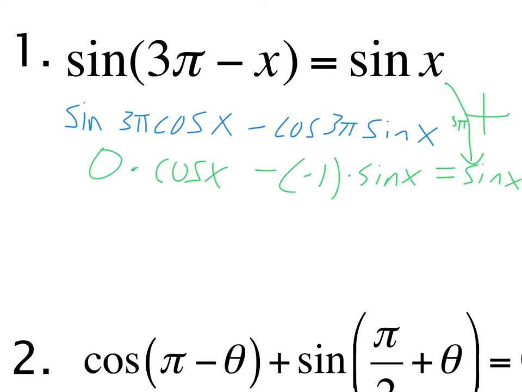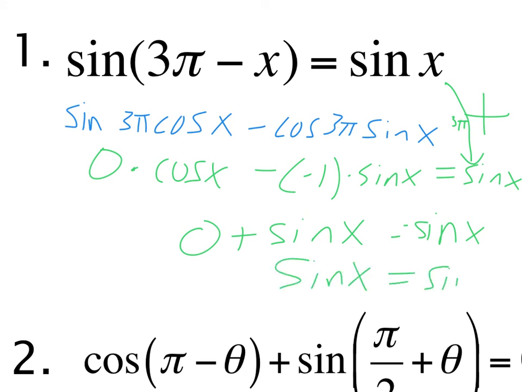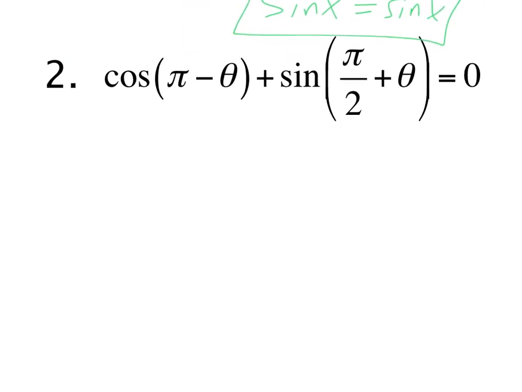Okay, so now we can say, let's simplify this. Well, 0 times the cosine of x is 0. Negative times a negative is a positive sine of x. So 0 plus sine of x is just sine of x, and that equals sine of x, so we know that it works out. Okay? So we expanded it and simplified, since we know what sine of 3 pi is and cosine of 3 pi is, and then we worked it out and simplified till it matched the right side. Okay, let's look at this next one.